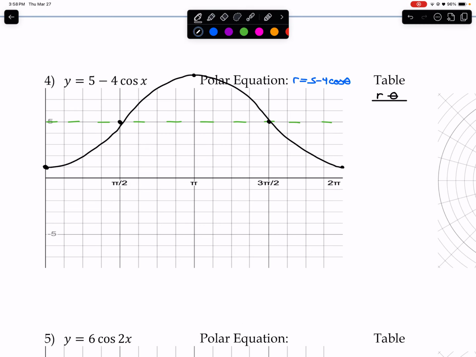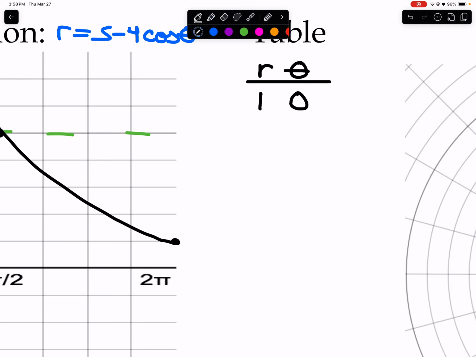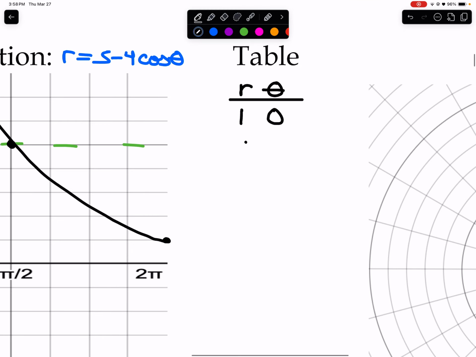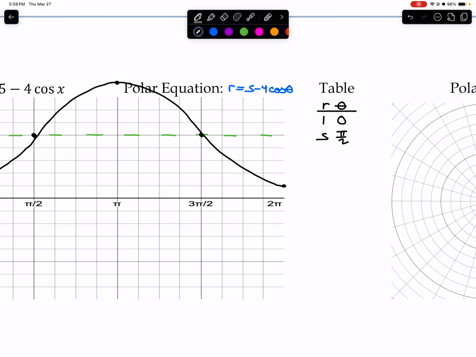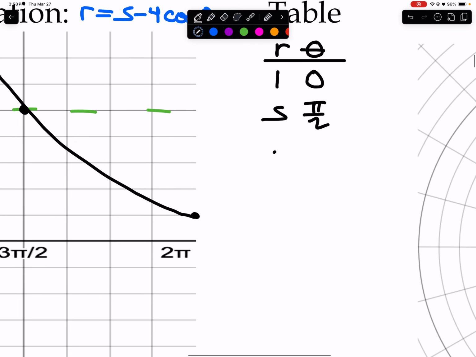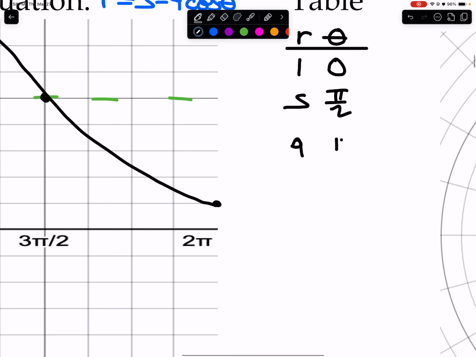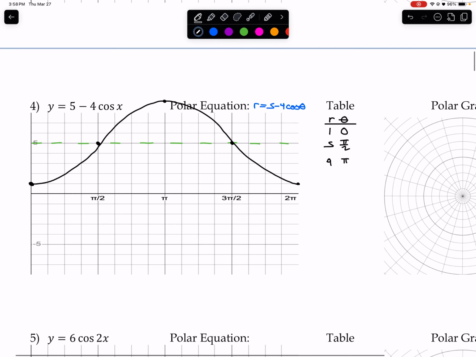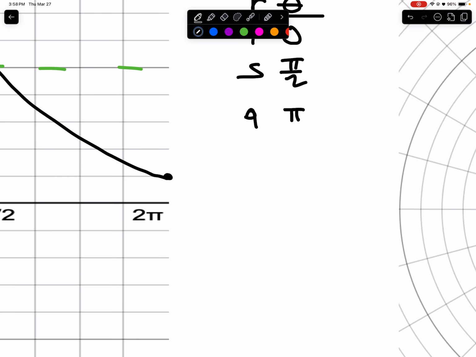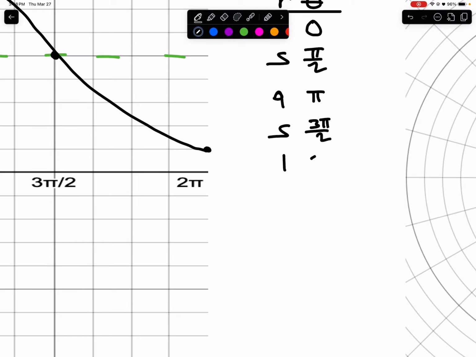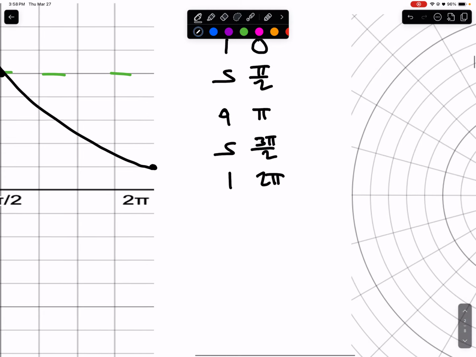So this tells us that we're going to have a distance of 1 in the direction of 0. And then we're going to go 5 in the direction of pi over 2. And then we're going to go 9 in the direction of pi. And then we're going to go 5 in the direction of 3 pi over 2. And then we're going to go 1 in the direction of 2 pi.